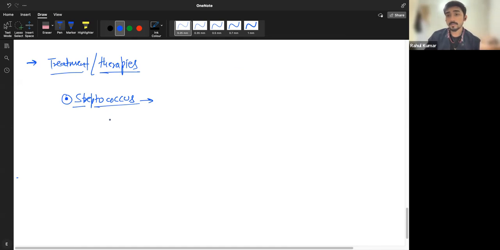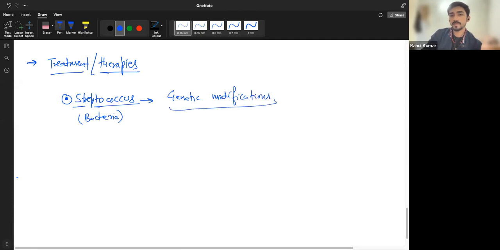So Streptococcus pneumoniae was a bacteria that caused pneumonia, a lung infection in humans. Some other Streptococcus, we can genetically modify this bacteria to produce what? Streptokinase, coming from Streptococcus, so it's called streptokinase.